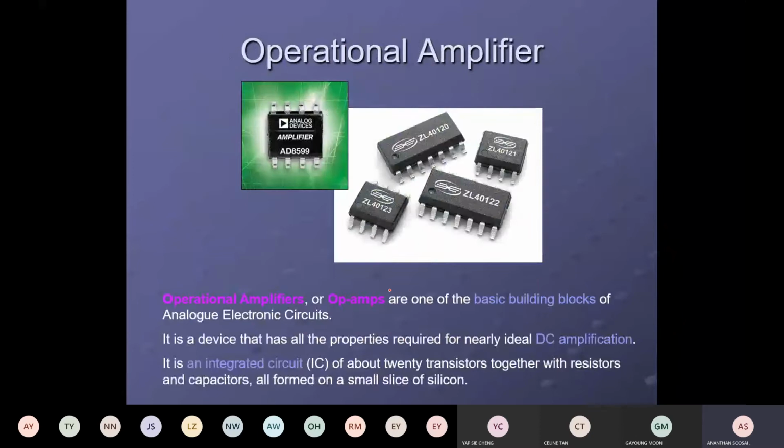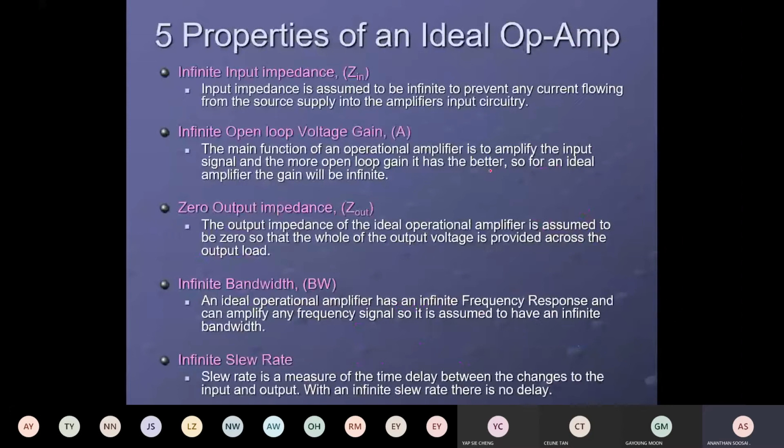Okay, what is an op-amp? The op-amp acts as the brain of the electronic circuit. It amplifies the signal and decides whether to turn the output on or off. It decides whether to turn an alarm on or off, or maybe a street light, all decided by this chip. Then we talk about five properties, which are very important.